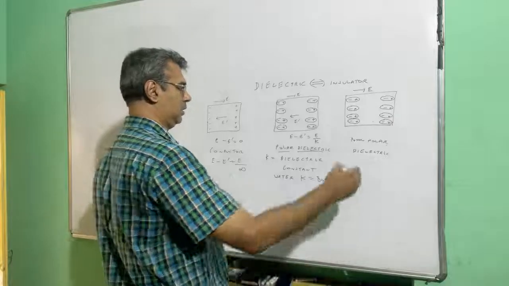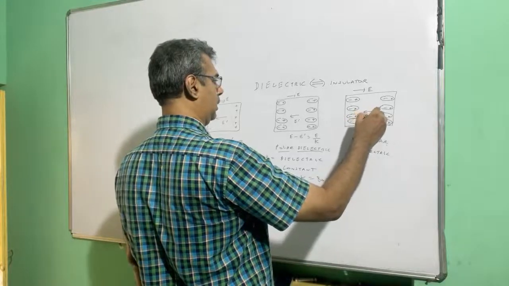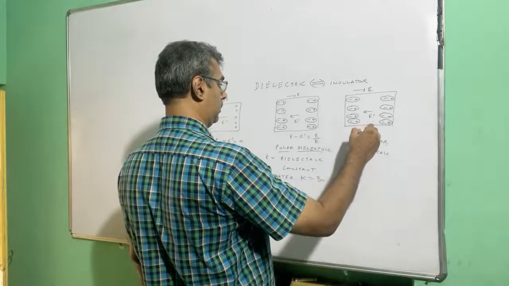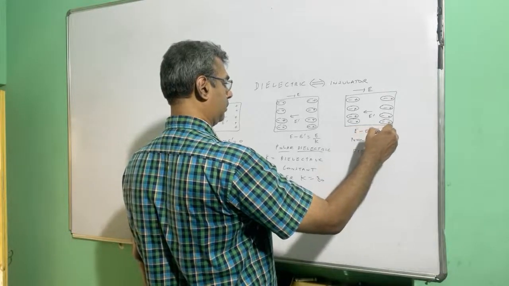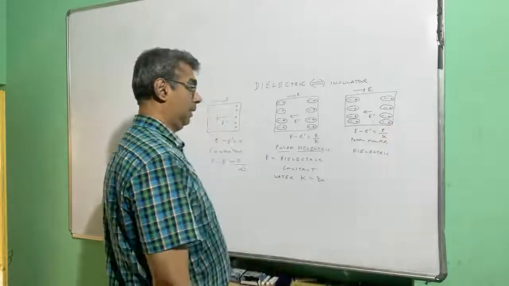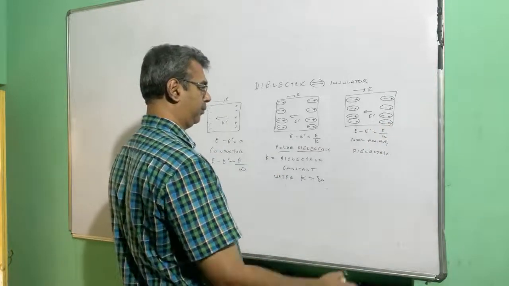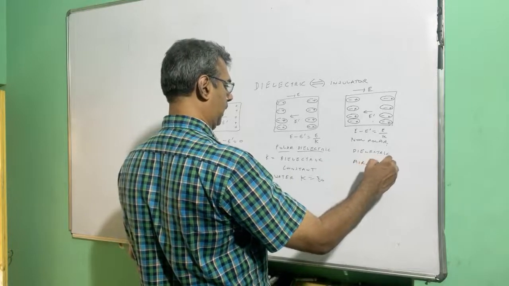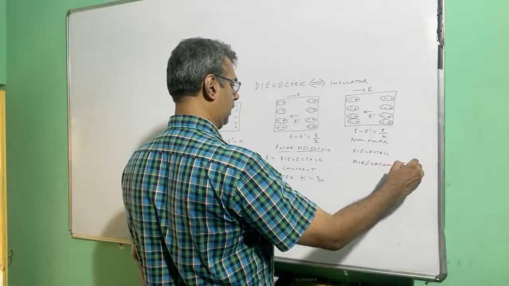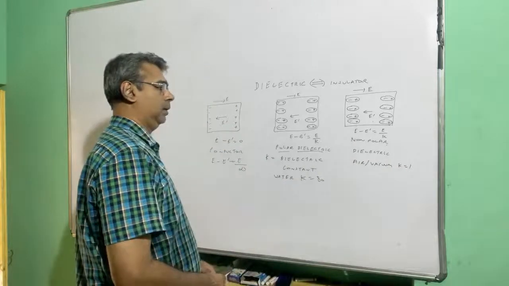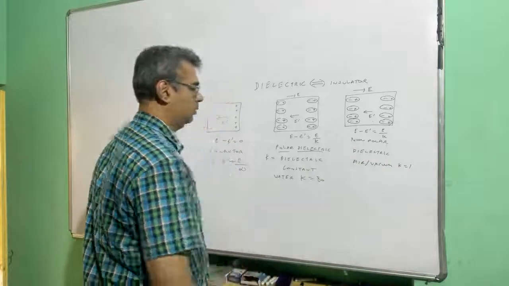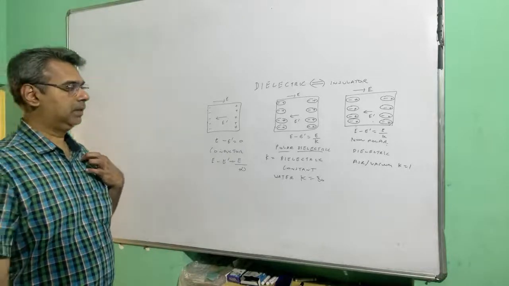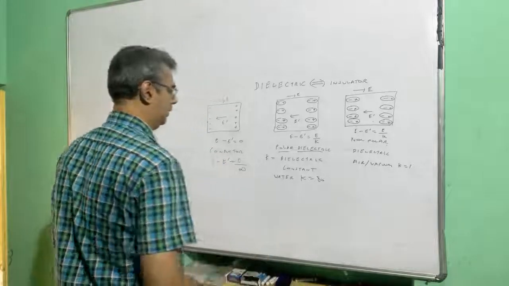So under the influence of this field, the charges will separate, and finally E minus E dash is E by K. Just to give you an idea, for air or vacuum, the value of K is 1. So this is the topic, insulator or dielectric.